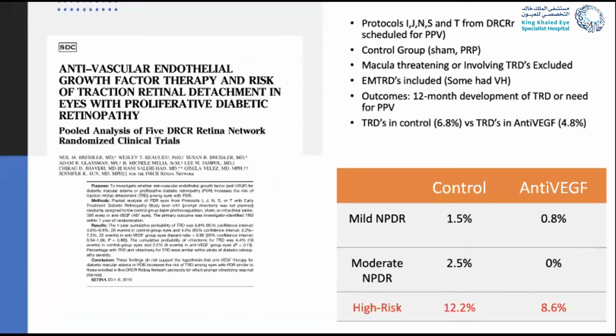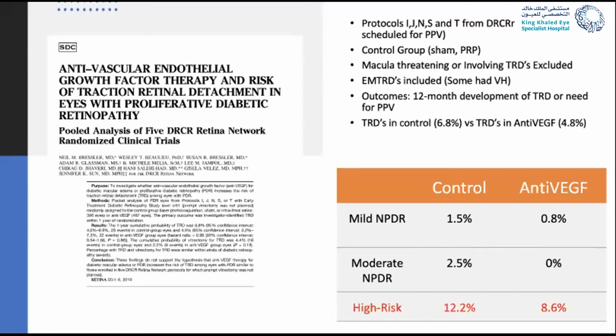Their primary outcome was to determine how many of these patients would develop tractional retinal detachments within 12 months, or how many of them would require a TRD surgery with PPV within 12 months of the inclusion. Their result was that in the control group, which received laser or sham, 6.8% of the patients would develop traction, whereas in the anti-VEGF group, only 4.8% of them developed traction over this period of time.